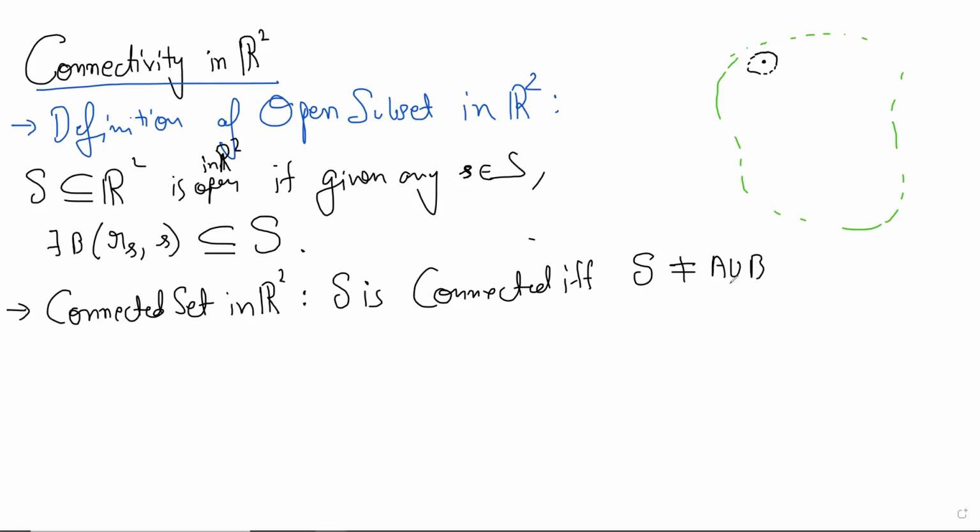But by the definition, something is connected means that it cannot be written as a union of two things A and B, where A and B are open in S. Open in S means that A is something which is open in R2, and then you've taken its intersection with S, obviously, right? So that's what it means. Then it's open in S.